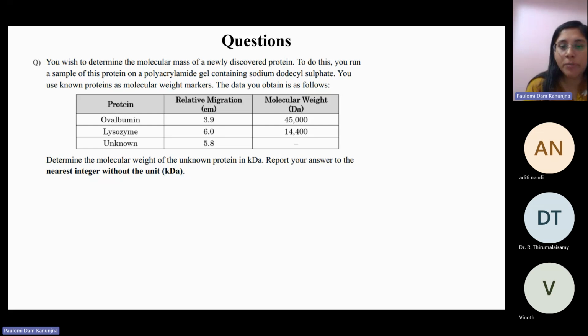If you want any help, let me know. So you determine it in Dalton and then answer it in kilodaltons. Kilodalton is basically that divided by 1,000. Yes.